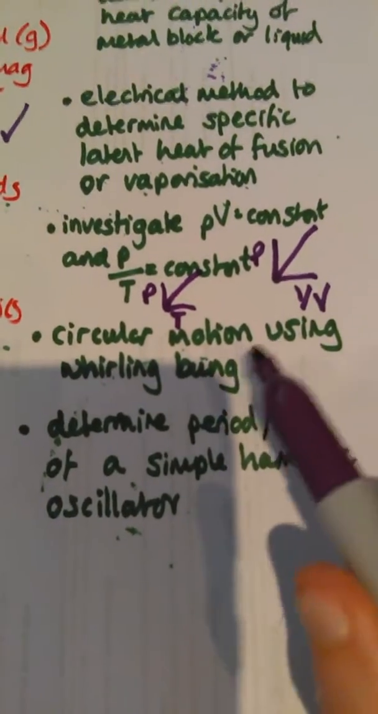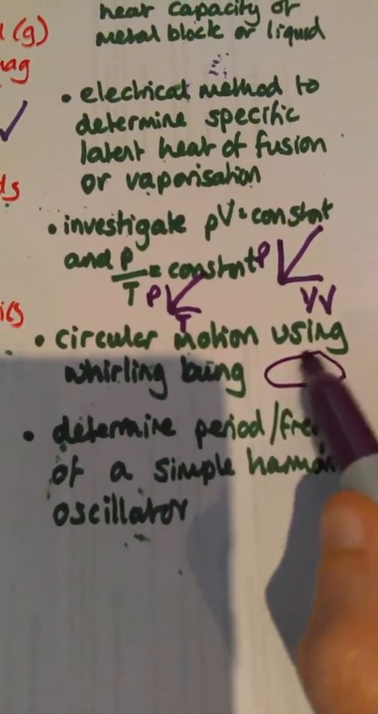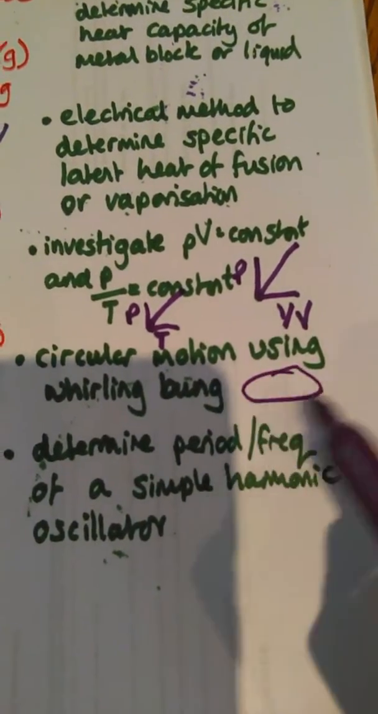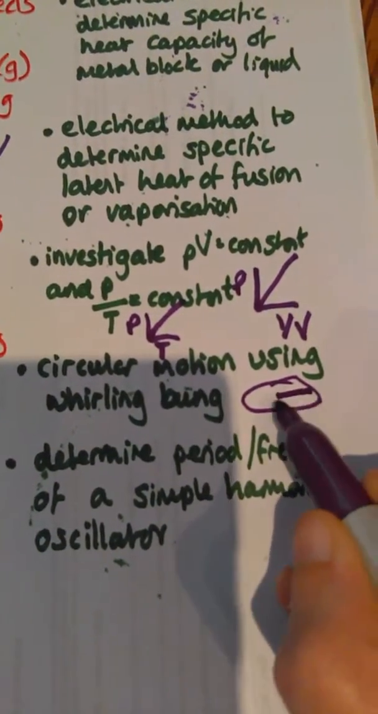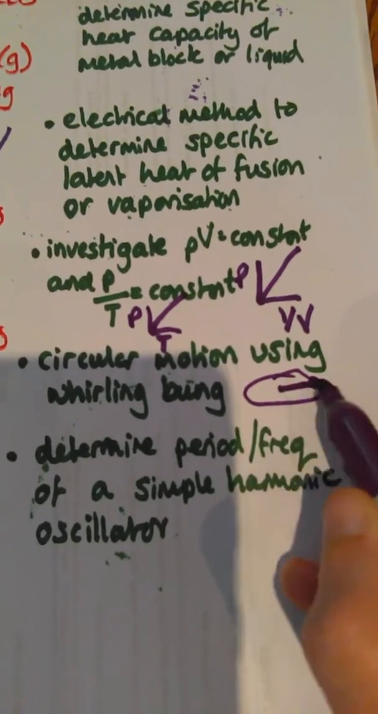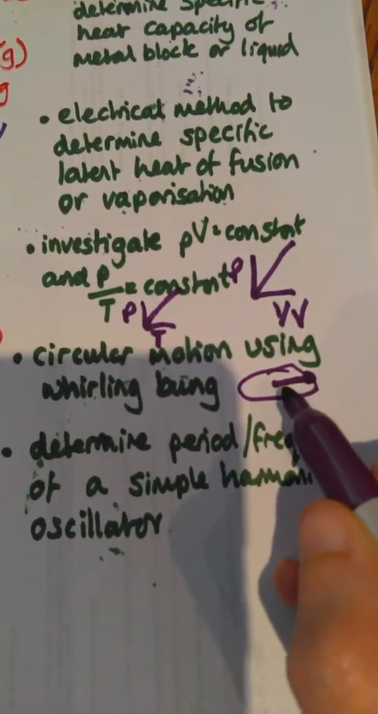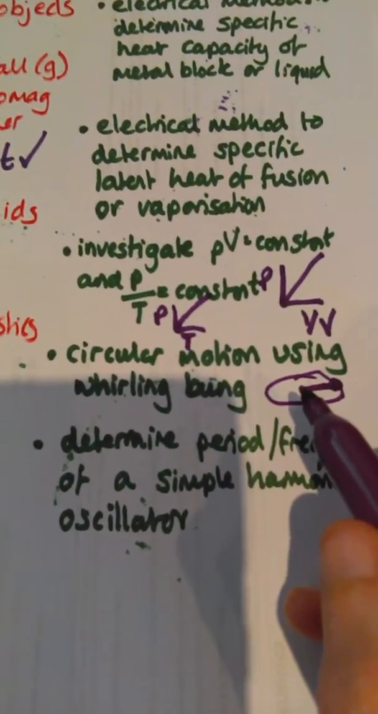Circular motion, I've talked about already, swinging a bung round, and make sure you're timing it for 10 revolutions, that sort of stuff. Remember, the bit that you get that's a problem with this experiment is the length of the string, because it's very difficult to keep that at a constant length.